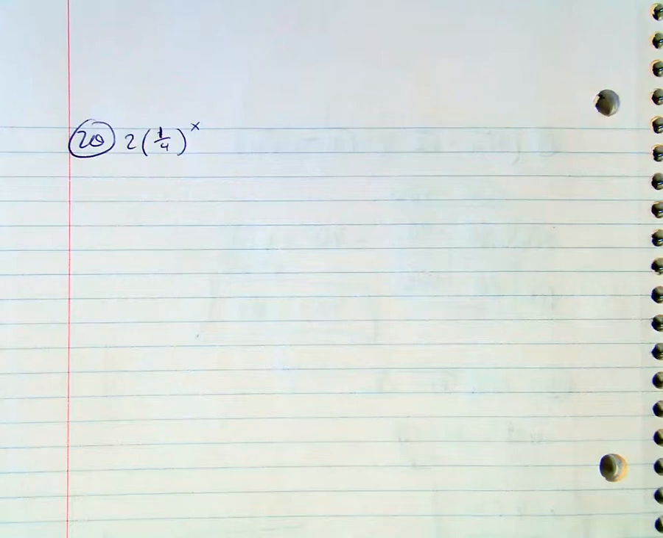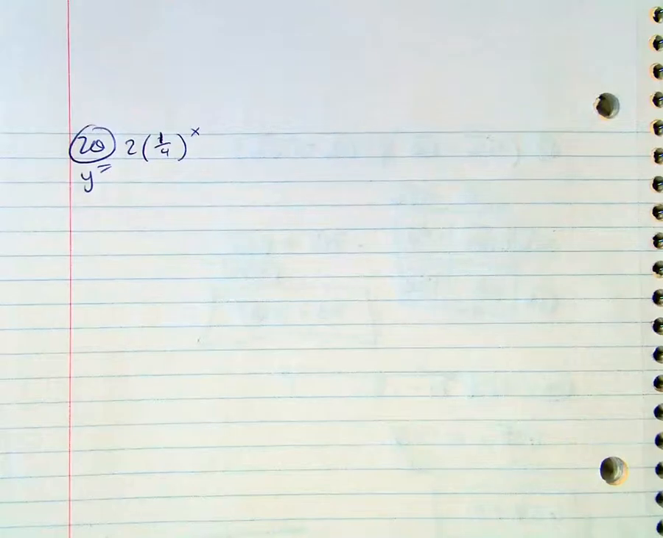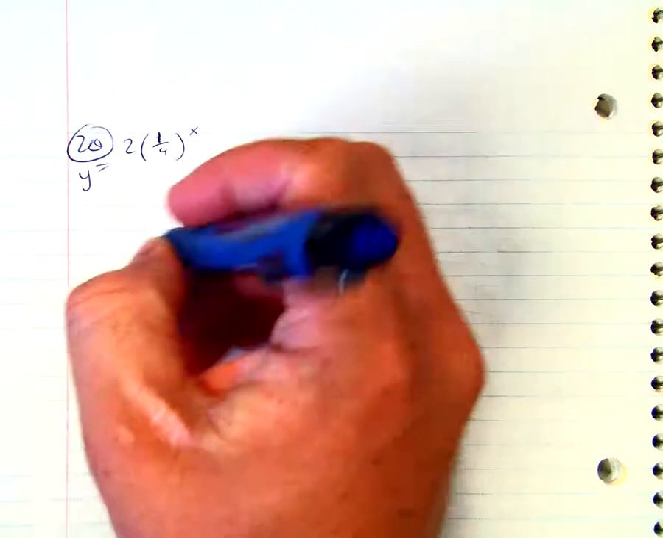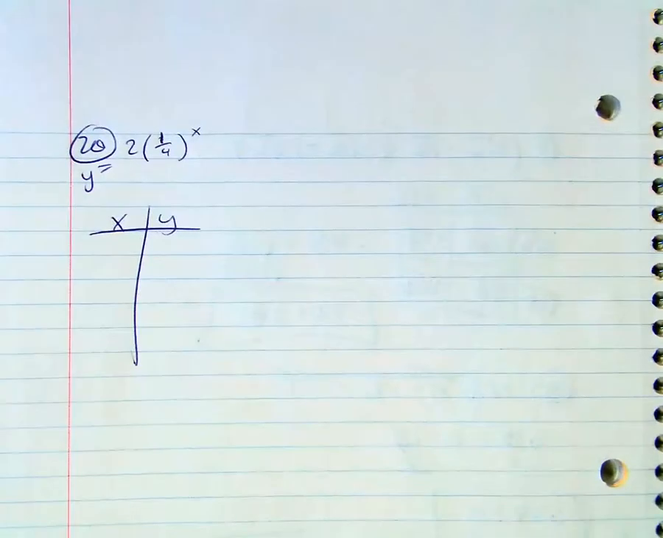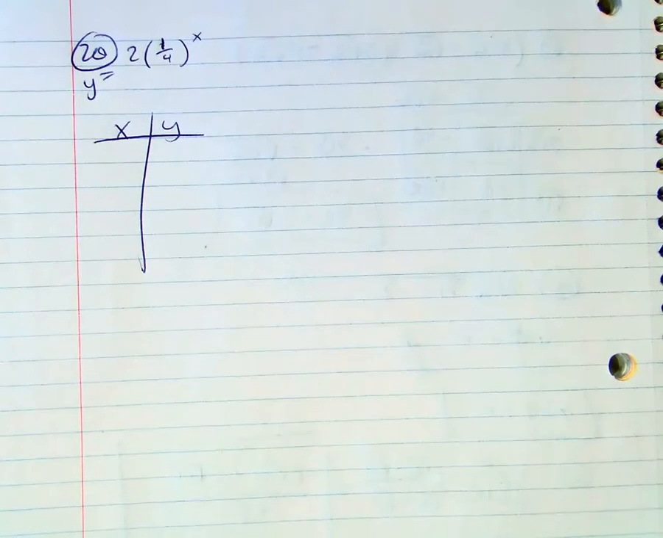Number 20 asks you to make a table and then graph this function. And I guess I should say y equals, but it doesn't really make a difference. So what they want you to do here is set up an xy table. You are supposed to choose the numbers you want to plug in for x.